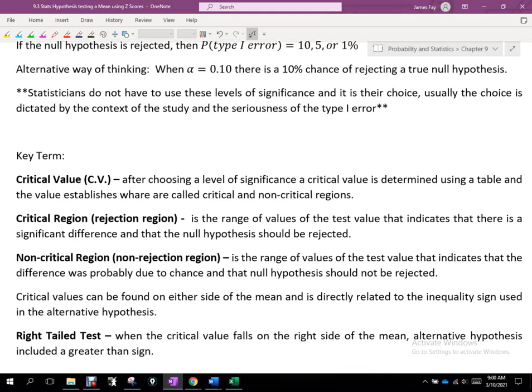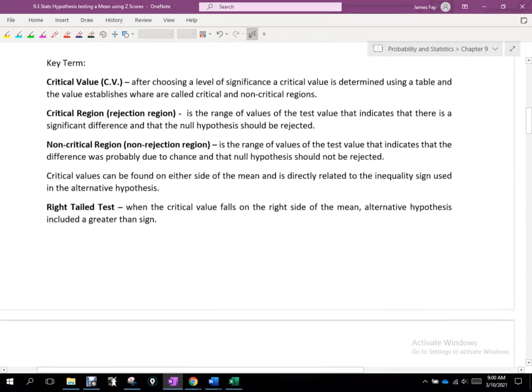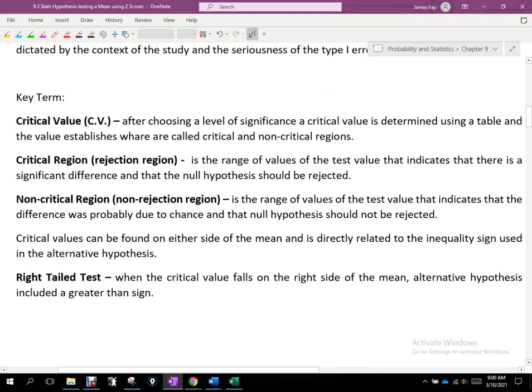As we do this, there's going to be some terminology again that we are not familiar with. First one is critical value, a lot of times abbreviated C.V. After choosing a level of significance, a critical value is determined using a table, and the critical value establishes regions underneath our normal curve that we call critical and non-critical regions.